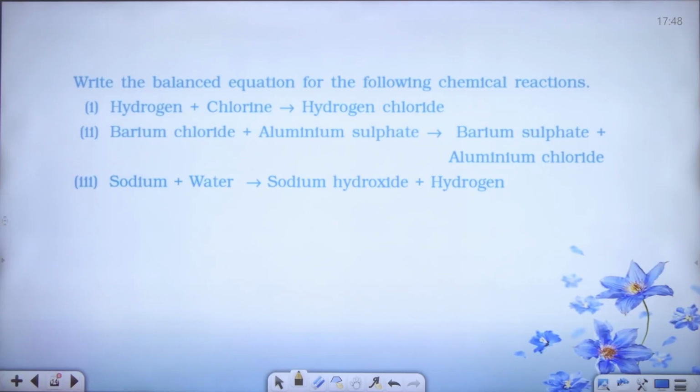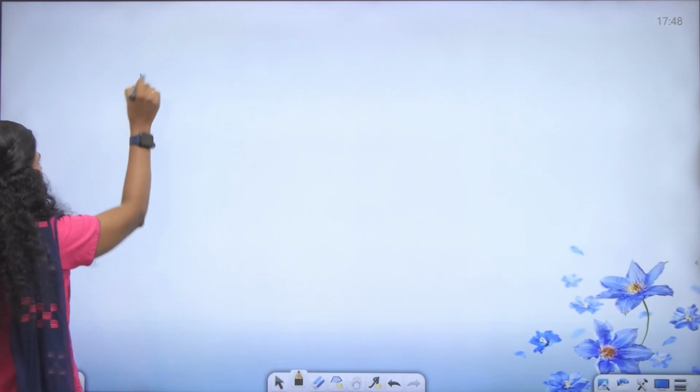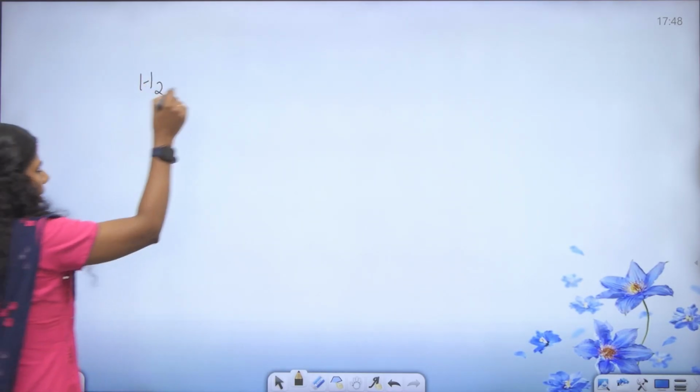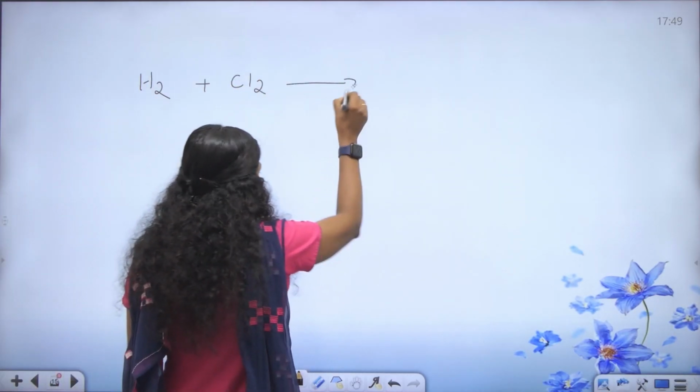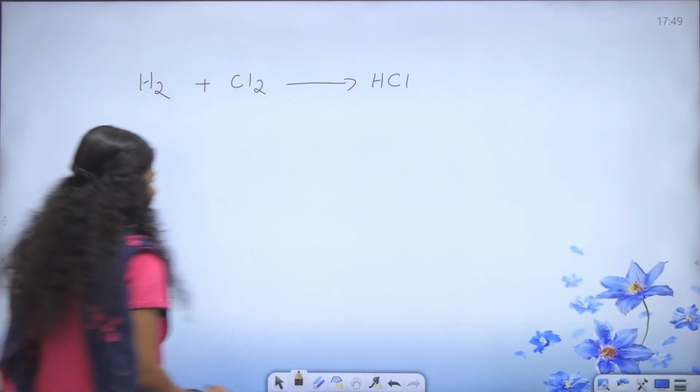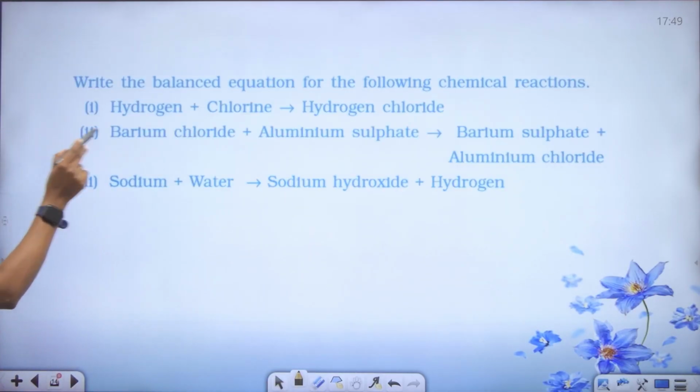Then, write the balanced equation for the following chemical reactions. First question: hydrogen plus chlorine gives hydrogen chloride. Hydrogen is H2. Hydrogen plus chlorine, Cl2, to form hydrogen chloride, HCl. Hydrogen is H2, chlorine is Cl2, and hydrogen chloride is HCl.